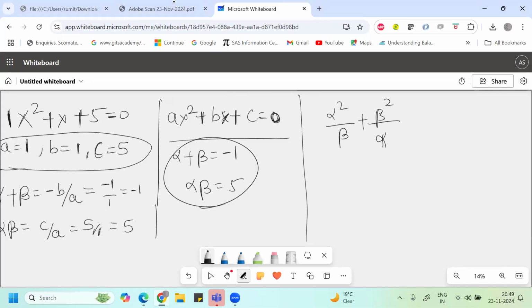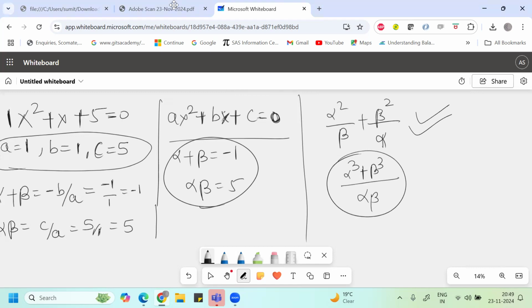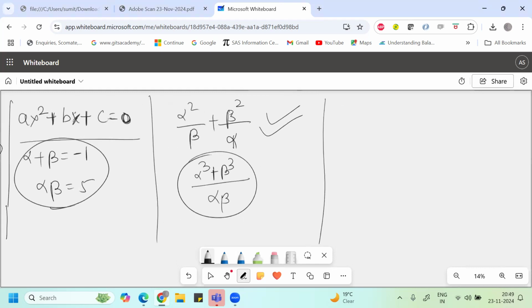Okay, guys. So, if I solve this, then by LCM I'll get alpha cube plus beta cube by alpha beta. This, if you solve, you will get this. Is this part clear? Yeah. So, ठीक है. So others also please reply. I'm assuming you guys are getting.